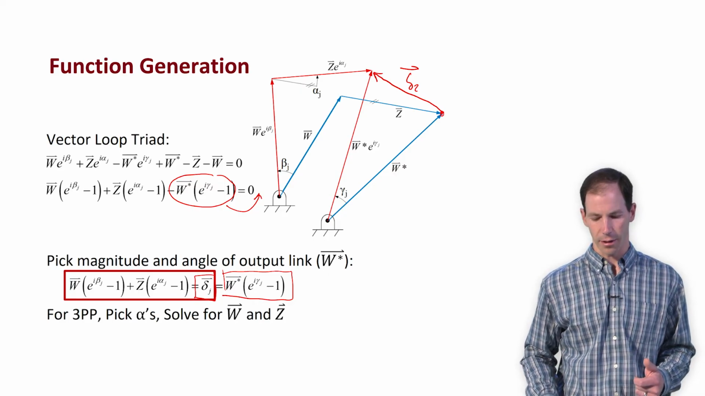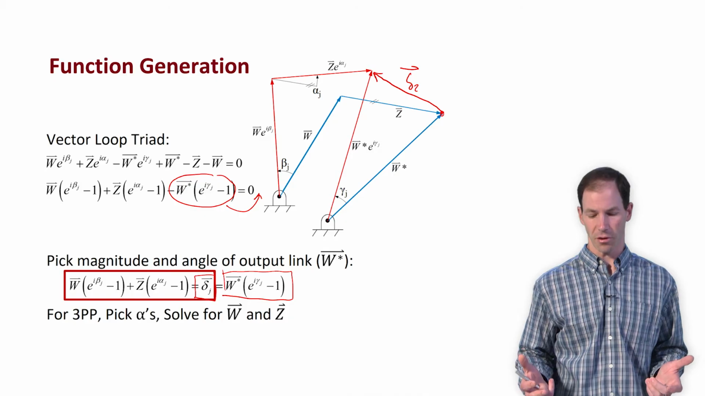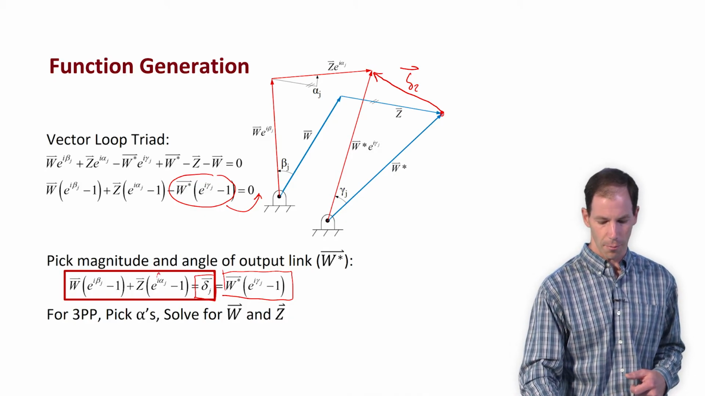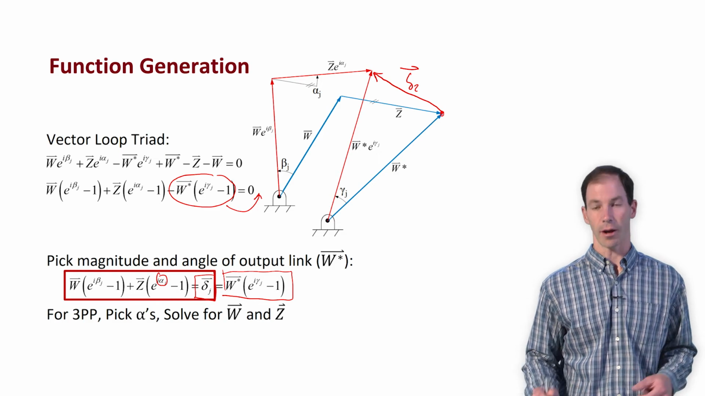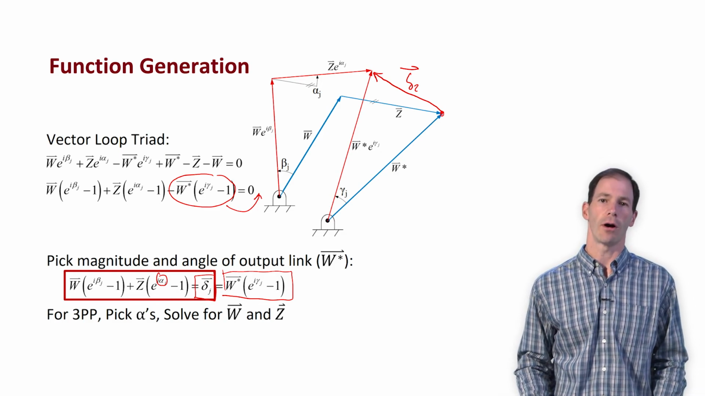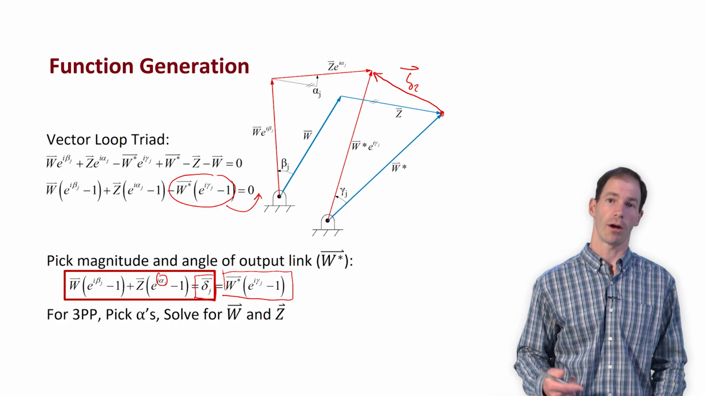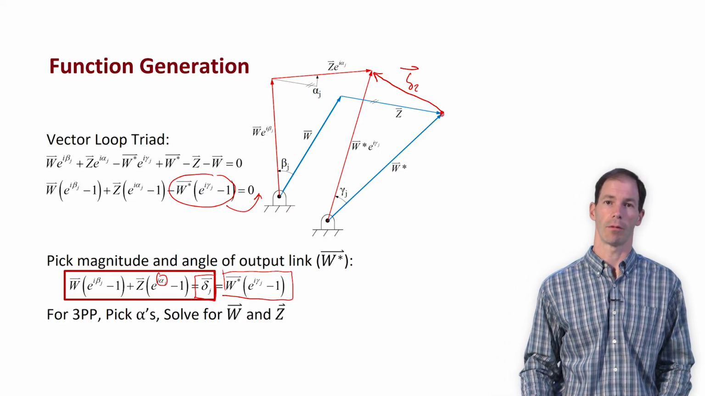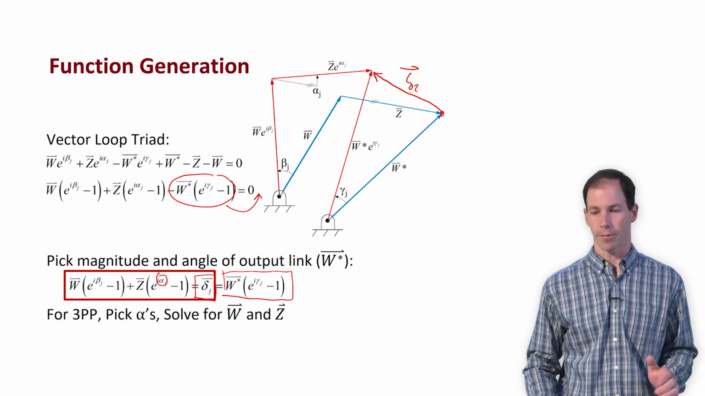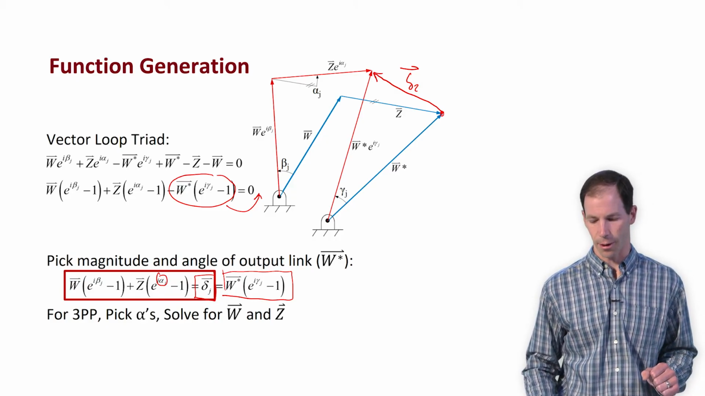And then I can just say, if I'm in 3 precision positions, let me go ahead and pick the alpha angles, because those would be my unknowns, and then I can solve for W and Z. So ends up being the same way that we solved both the motion problem as well as the path with prescribed timing problem. Quite easy to do. So hopefully you've got the tools to mathematically take care of that.